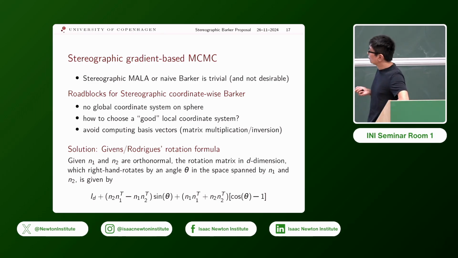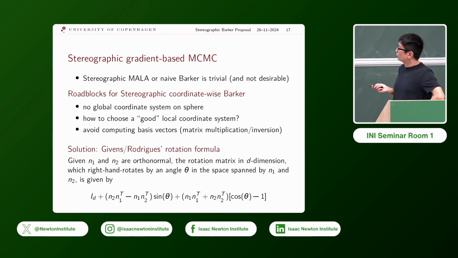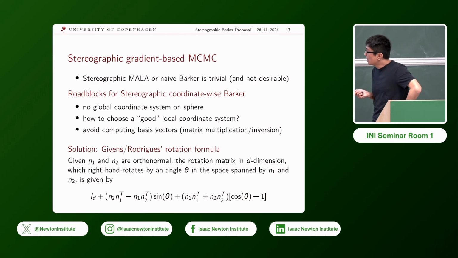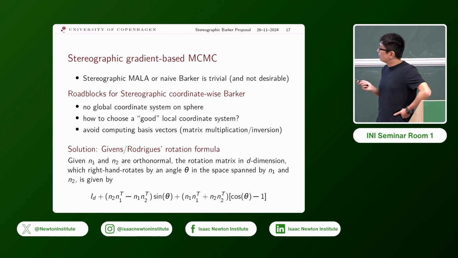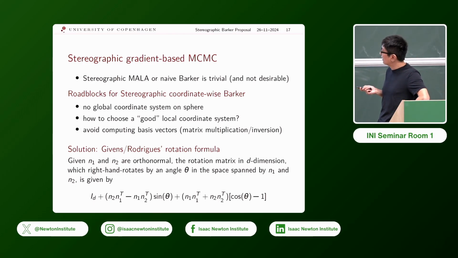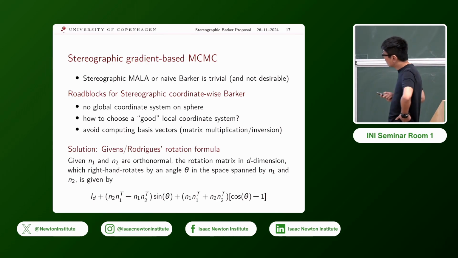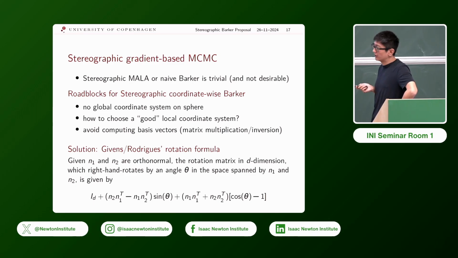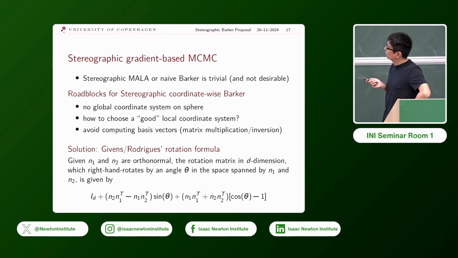The good property of this rotation matrix is that if you use it to rotate any vector, the rotation doesn't involve a matrix multiplication because it can be reduced to inner products of vectors. In other words, the computational complexity for this rotation is linear in the dimension. But in general, if you use a rotation matrix to rotate any vector, the computation is quadratic in the dimension. So basically, we'll use this Givens rotation to compute the coordinate-wise Barker proposal and satisfy all these properties I mentioned.